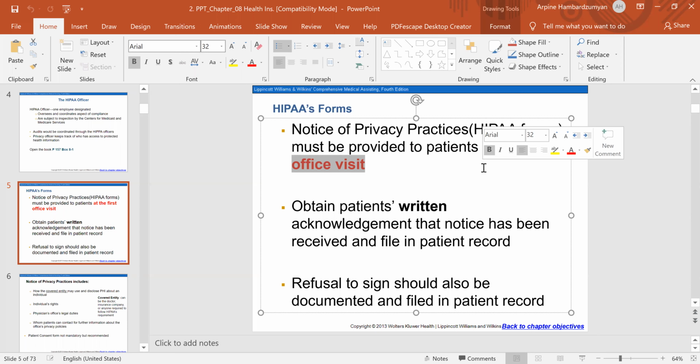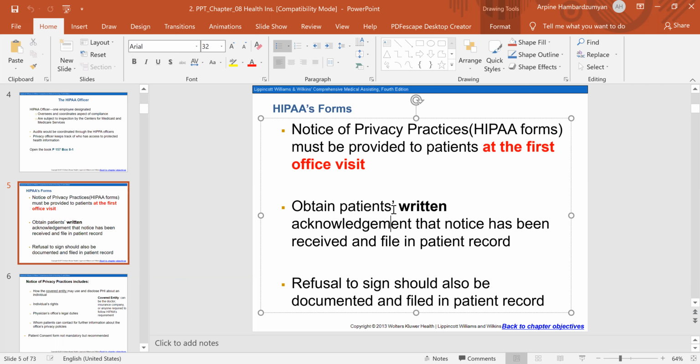If you don't have this, you cannot send the information to other doctors. You cannot send the information to the insurance company so you can get paid. And you cannot share the information with the caregiver of this patient.